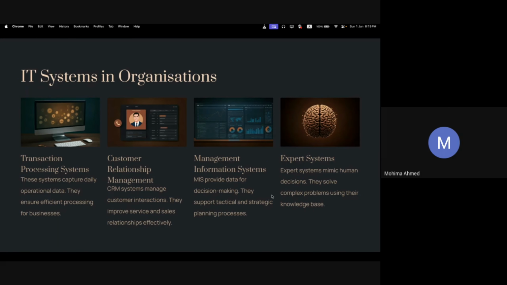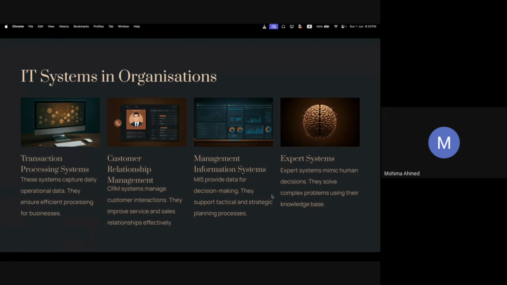Then comes IT systems in organizations. This is the next chapter. So here we will learn about different types of systems. One system is the transaction processing system. This one is mostly for transactions, like how banks are working, right? How their transactions and data work, what type of techniques they follow, what type of security they provide, similar to that.